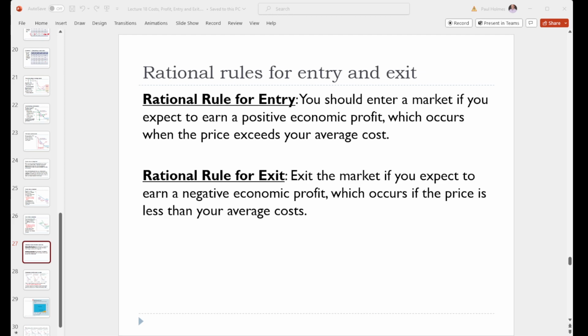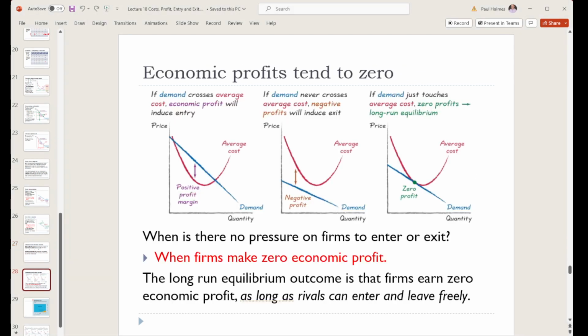If we see firms making a negative economic profit, then we should anticipate those firms will start to exit the market. And so this then is our rational rule for exit. Firms should exit the market if they are earning a negative economic profit. Let's see how those look graphically.